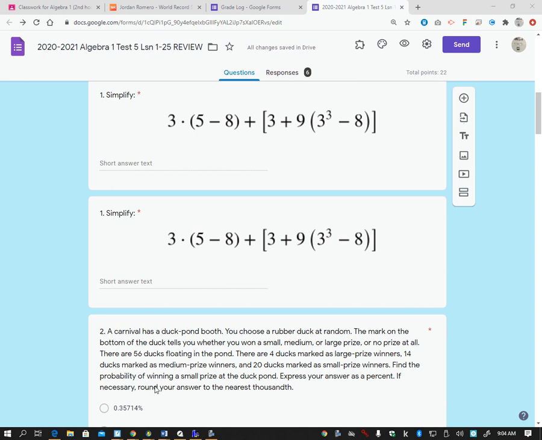We've got a set of parentheses over here on the right, or brackets, with parentheses inside of that. And we've got an operation. We're taking a number and cubing it, and then subtracting a number. Which should I do first, subtract or cube? Cube. What's 3 times 3 times 3?